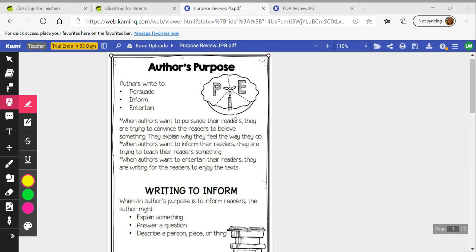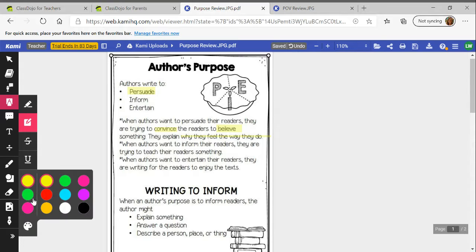And we learned that terminology of PIE. P-I-E, where the P stands for to persuade, or trying to convince the reader to believe something. So they explain why they feel the way that they do. That is why we persuade someone.